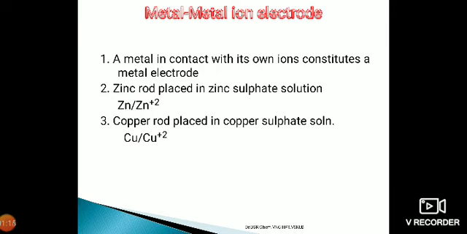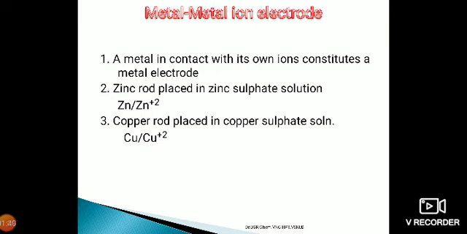Electrode reactions for these electrodes can be written in terms of reduction as Zn2+ + 2 electrons giving rise to Zn. For copper electrode, Cu2+ + 2 electrons giving rise to Cu, and silver ions accept one electron to give rise to silver atom. Such electrodes can be set up with any metal that is of intermediate activity.